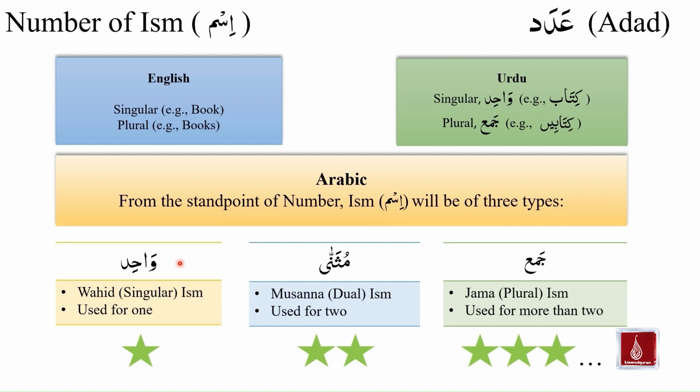Similar to English and Urdu, wahid is used for one. It is used for a singular ism. Musanna will be used for 2. So musanna specifies the duality of ism. And for anything which is more than 2, we will use jamaa or the plural ism.